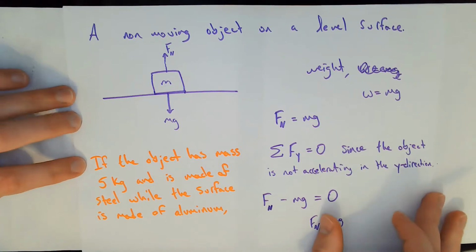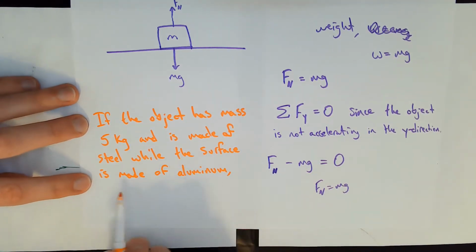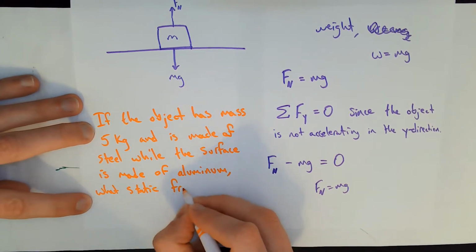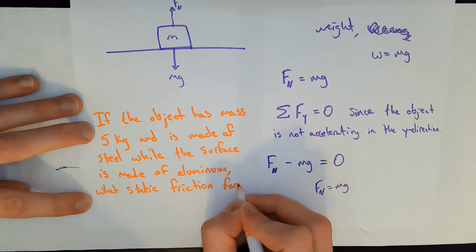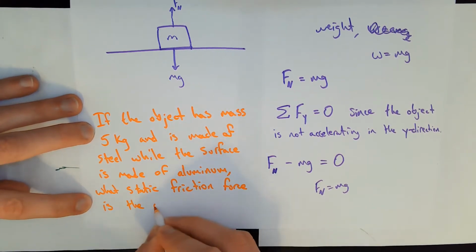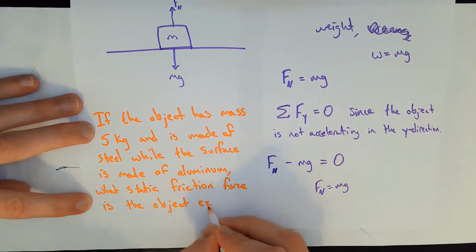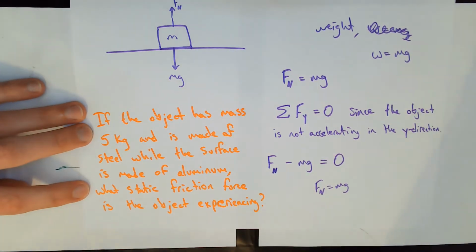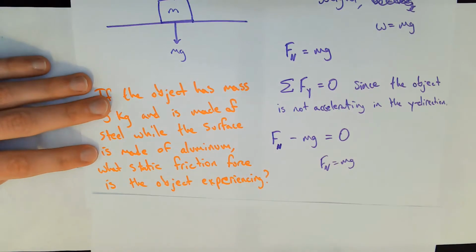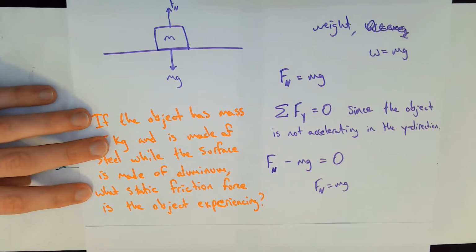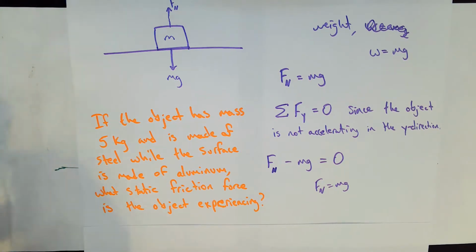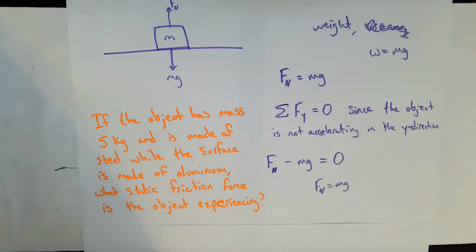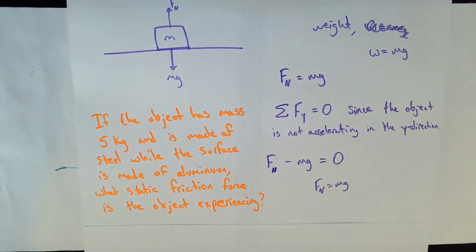So what's the question? If the object has mass 5 kilograms and is made of steel while the surface is made of aluminum, what static friction force is the object experiencing? So nothing is pushing on the object, but I want to be able to say, just as it's sitting there, what sort of static friction is holding it in place?